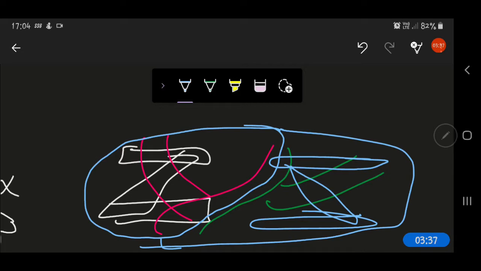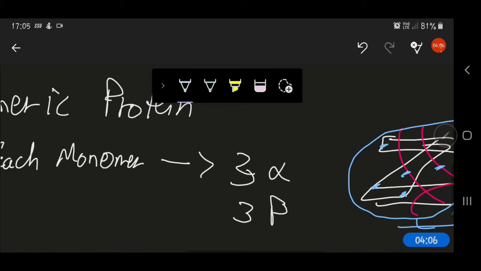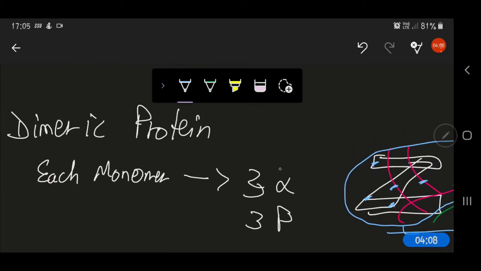The helix-turn-helix motif is a dimeric protein in which there are 3 alpha and 3 beta chains in one monomer and 3 alpha and 3 beta chains in the second monomer. This constitutes the helix-turn-helix motif. We need not go into the details of the structure. We just need to know something about it. Just remember that it is a dimeric protein having 3 alpha and 3 beta chains in each monomer.